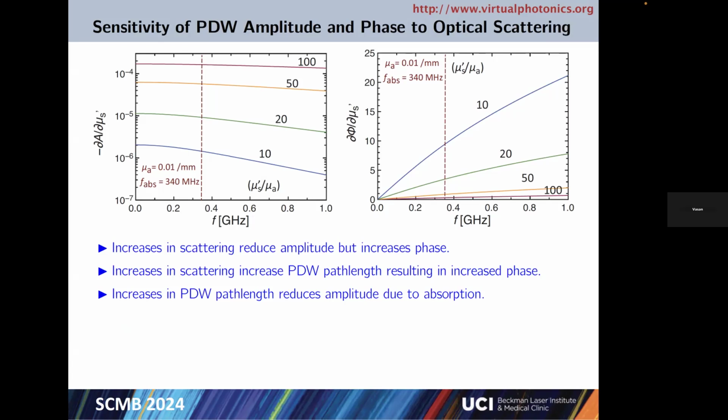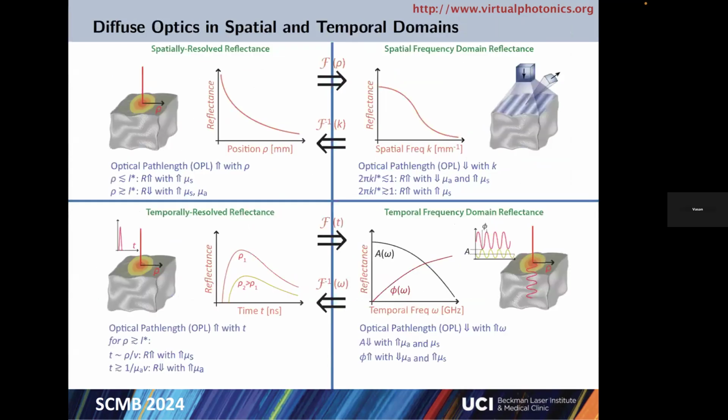But I think this gives you a sense for the value of amplitude and phase measurements, whether they're best situated for looking at changes in absorption versus changes in scattering. Ultimately, it's an ill-posed problem like all of the other ill-posed problems, and you'll have to lean on your nonlinear optimization algorithms to try to do that separation.